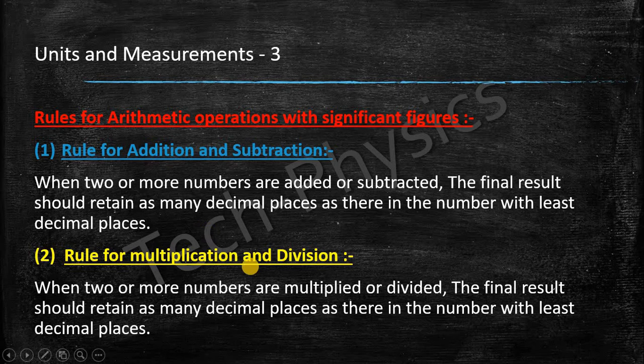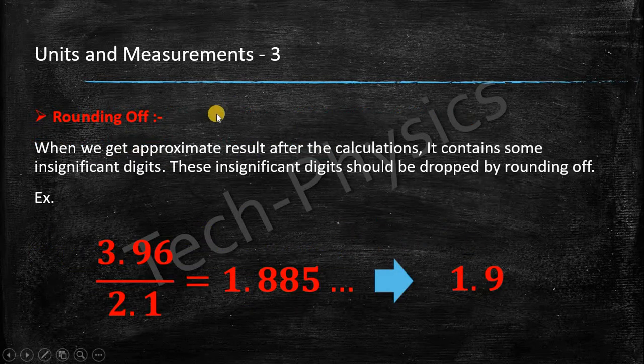And the rule was same for multiplication and division, but there was one more thing, that is rounding off. So rounding off is when we get approximate result after the calculation, it contains some insignificant digits. These insignificant digits should be dropped by rounding off.